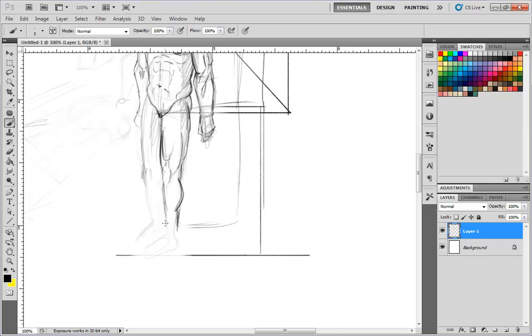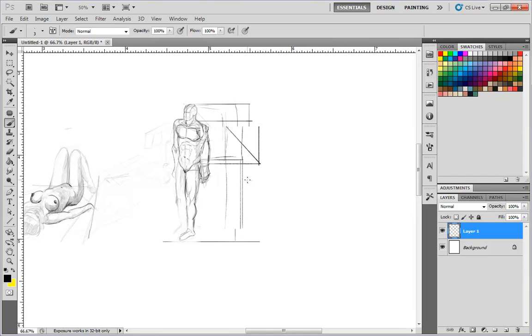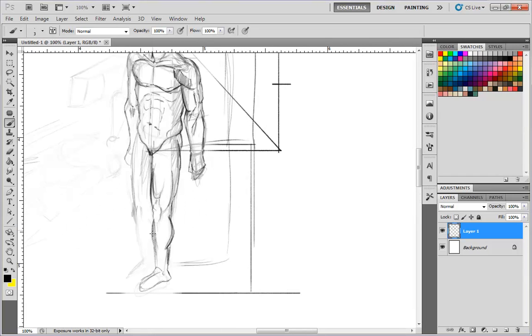But instead, I'm not going to make it too much shorter, let's say. Something maybe like that. You get the idea though.